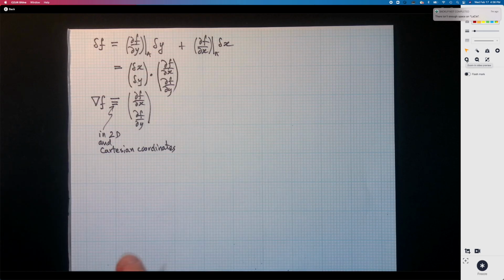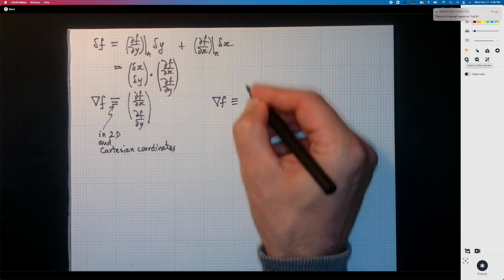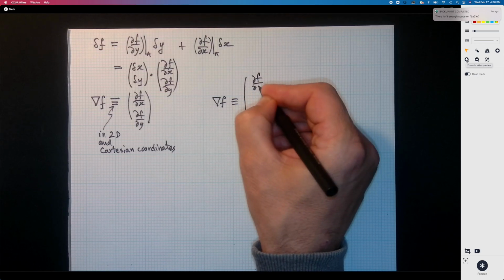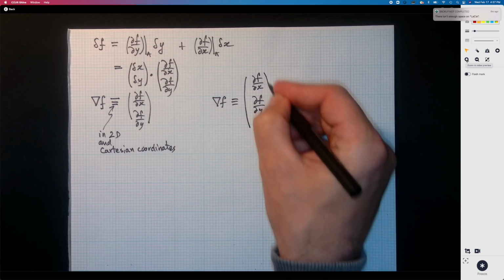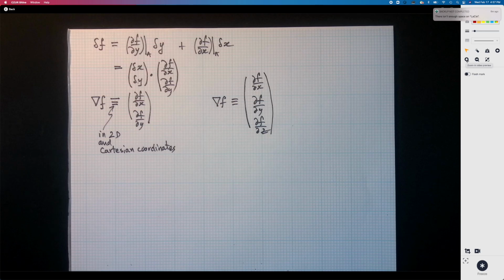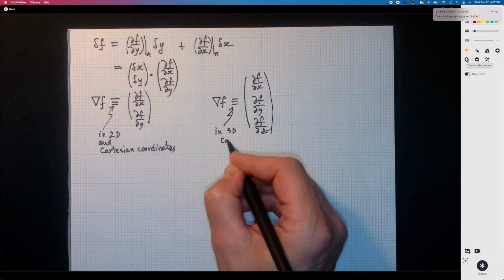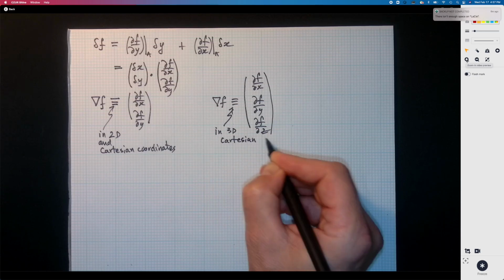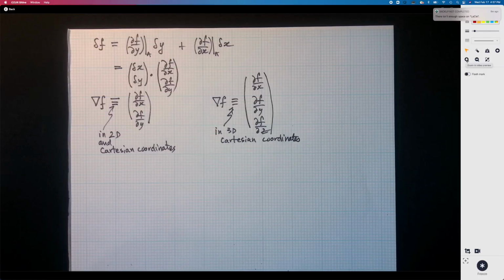And you can generalize the argument I just did to other dimensions, and in fact in 3 dimensions we would have the following: df dx, df dy, and df dz. You can go through the same kind of reasoning I just did for the 2-dimensional case, and you'll get the same kind of thing in 3D Cartesian coordinates. Later we'll see how to express a gradient in spherical coordinates, which are useful in the geosciences where we're dealing with the Earth, which is nearly a perfect sphere.